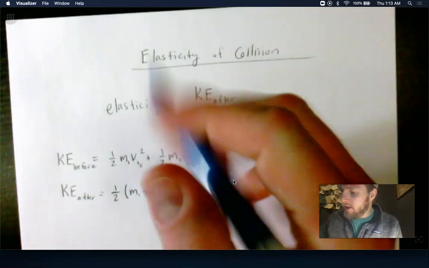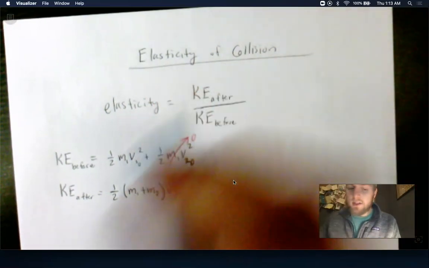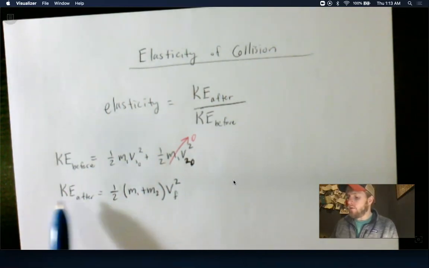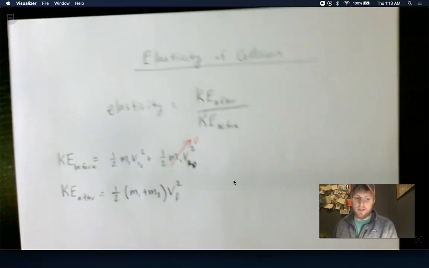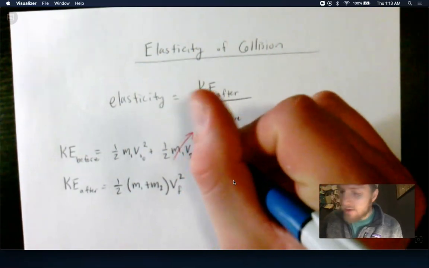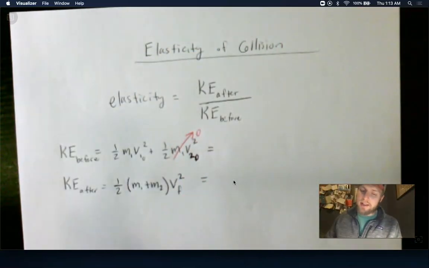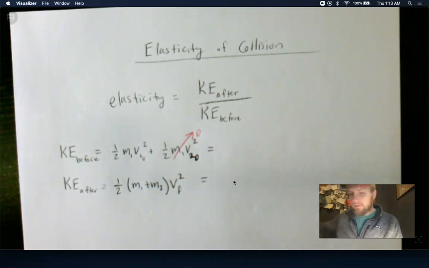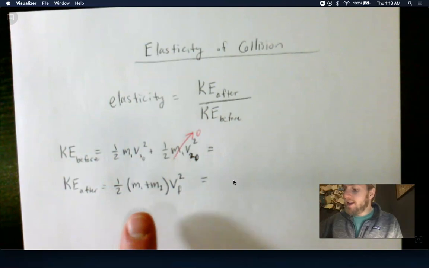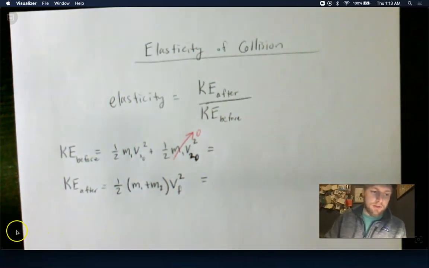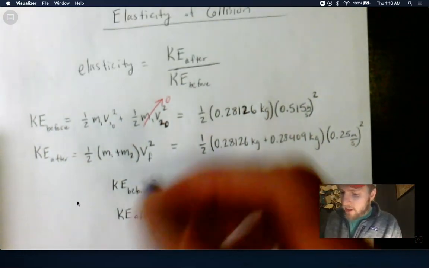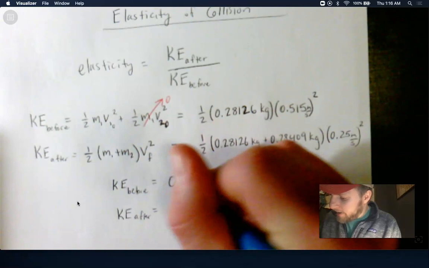Now, lucky for us, the second cart was sitting still, and for the after kinetic energy, the two masses are actually stuck together with a mutual velocity. So we actually have quite a bit less calculating to do here. So I'll take the data from our last part of the experiment, and we'll plug it in for the mass and speed, and we'll check our results. Alright, so I've plugged in my information, and I'll jot down what I got for the kinetic energy both before and after.